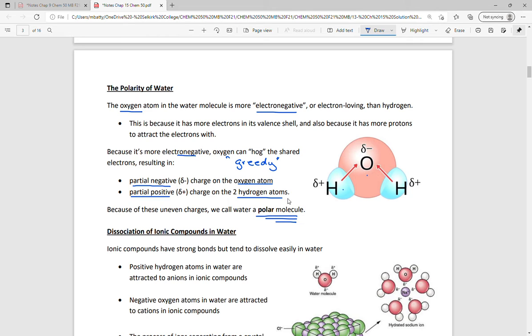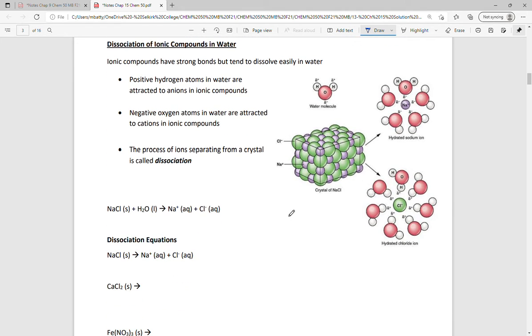We're going to talk now a little bit about how ionic compounds can dissociate or dissolve, or what the difference is between those two in water. So ionic bonds have strong bonds, but they also easily dissolve in water. The positive hydrogen atoms in water are attracted to the anions in an ionic compound. And the opposite is also true. Those negative oxygen atoms in water are attracted to the cations in an ionic compound. The process of separating the ions is called dissociation.